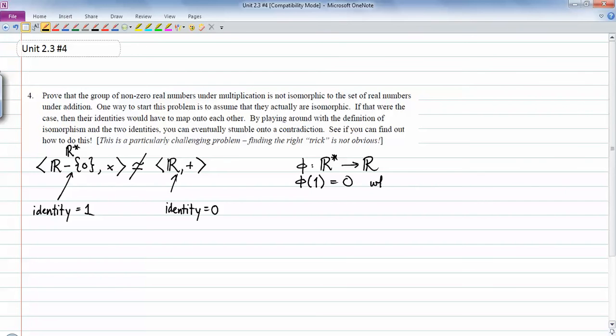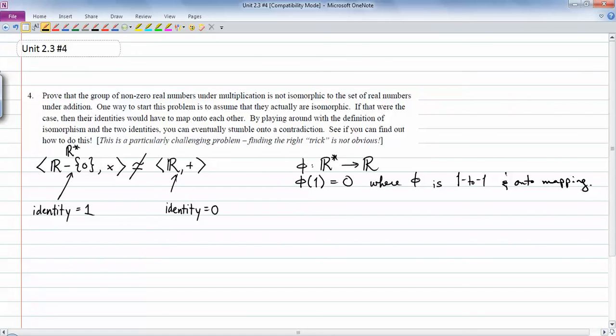And we want phi to be a 1-to-1 and onto mapping. And it's got to satisfy the definition of isomorphism, which is this one: phi of A, first operator, B equals phi of A plus phi of B, where plus is the second operator.